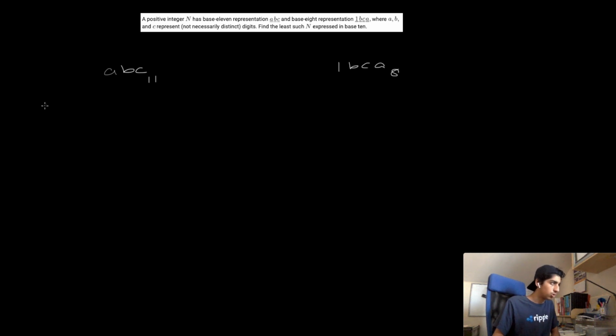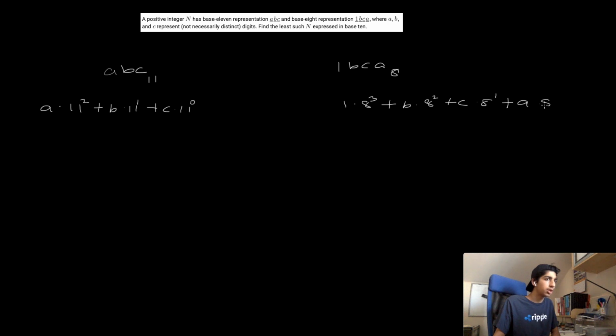So I'm going to write the representations that they gave us on the screen. So we have ABC in base 11, and 1BCA in base 8. Now we can easily write these representations in base 10. So we have A times 11 squared plus B times 11 to the 1 plus C times 11 to the 0. And over here we have 1 times 8 cubed plus B times 8 squared plus C times 8 to the 1 plus A times 8 to the 0.